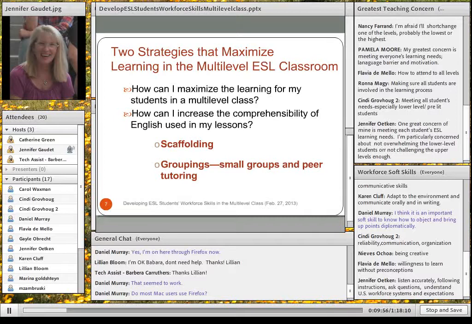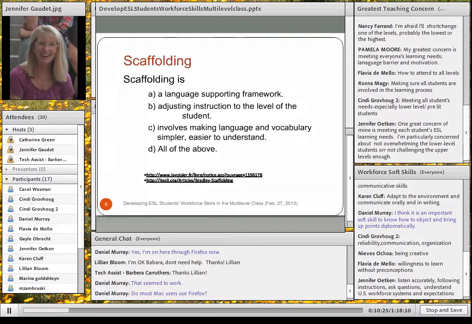How can I maximize the learning for my students in a multi-level classroom? How can I increase the comprehensibility of English used in my lessons? And in evaluating my own classroom, I chose these two areas to focus on today, scaffolding and groupings. And in groupings, I mean small groups as well as peer tutoring. So let me share some details with you.